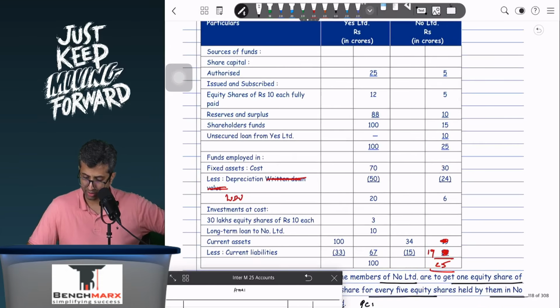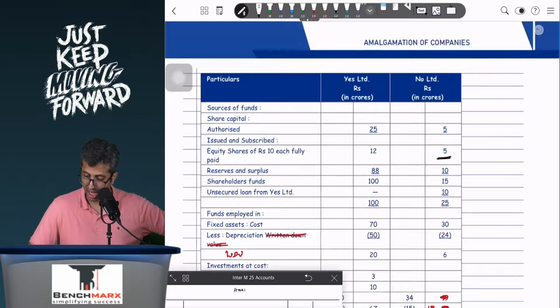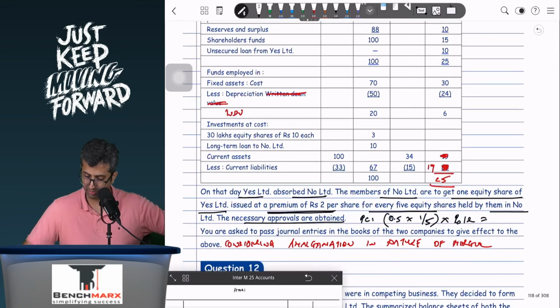So the shareholders of No have how many shares? 5 divided by 10. So this is 0.5 crore shares. And you have been told that you are going to get 1 equity share of Yes for every 5 shares of No, and hence you are going to get 0.1 crore shares at the rate of rupees 12, because it is a premium of 2 rupees. And hence 0.1 into 12 will come to 1.2 crores. Are we clear with this? So this will be your purchase consideration, which will be recorded at 1.2 crores.